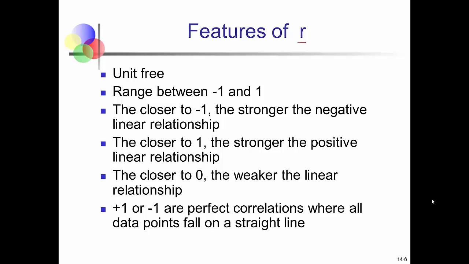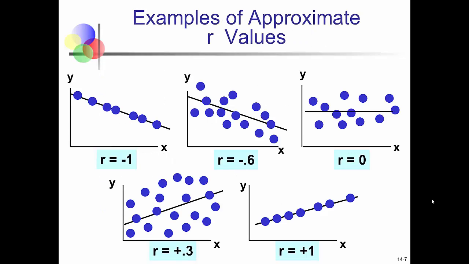If we get 0, there's no correlation between the two variables, and the closer to 0 we get, the weaker the linear relationship between the two variables. So the first graph shows us an r, or a sample correlation coefficient, of -1. You notice y is a perfect linear function of x. For each unit we change x, we can predict what's going to happen to y.